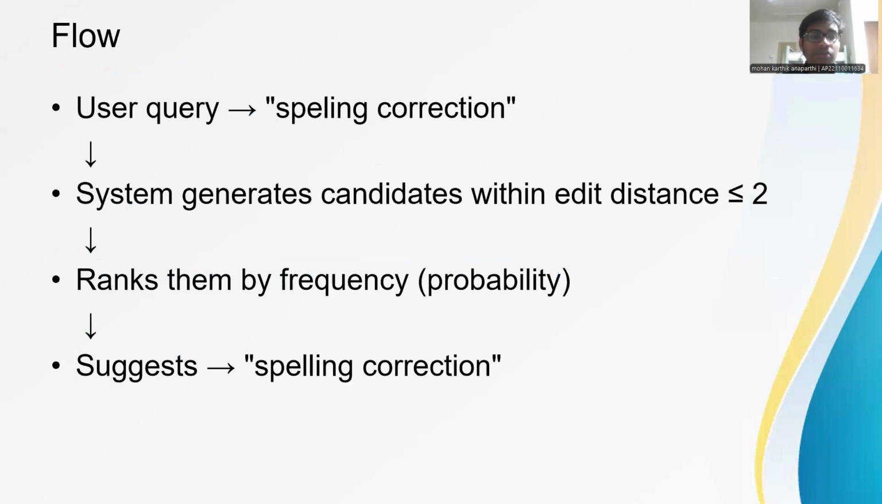Let us see the flow of how the fuzzy search happens. When the user enters a query, it generates candidates with edit distance less than or equal to 2. Here 2 is the threshold kept by the system. The words with edit distance less than or equal to 2 will be retrieved and ranked by frequency, and the system predicts the spelling correction. Now let us see the code.